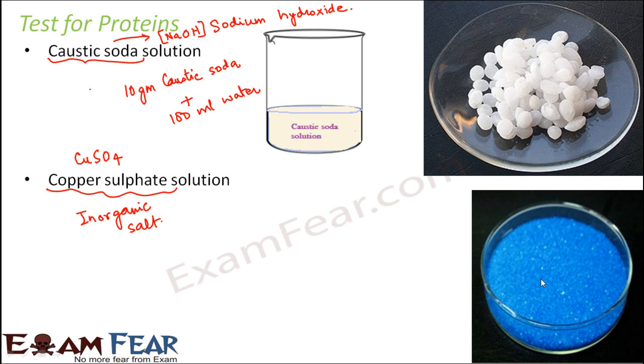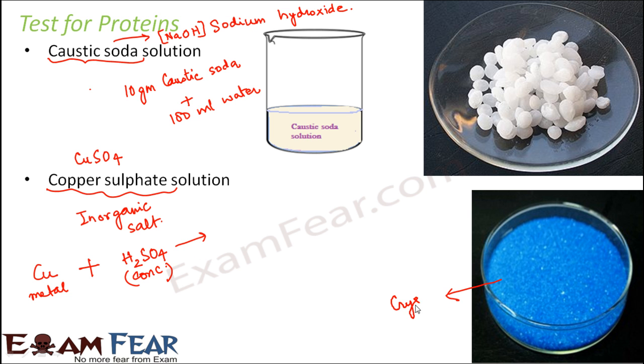So it is formed when copper metal is treated with concentrated sulfuric acid. Copper is a metal, right? So when copper metal is reacted with concentrated sulfuric acid, you get copper sulfate. That's how you get copper sulfate. Its color is bright blue. It is in crystalline form.